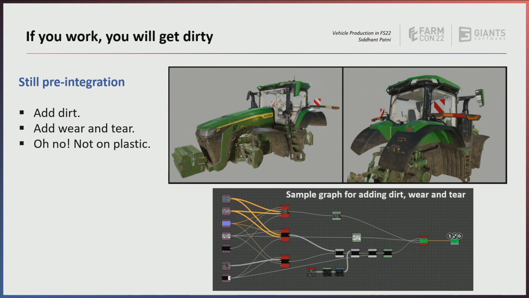Imagine your car driving on a muddy road, and it does not get dirty. Sounds weird, right? Similarly, we have to make sure that when you are driving your vehicles on the farms of Farming Simulator, they get dirty. We will add a bit of mud. We will add some scratches, but not on plastic, so it starts to look more real. There is an example of our graph that shows the process of creating these realistic elements for our machine.